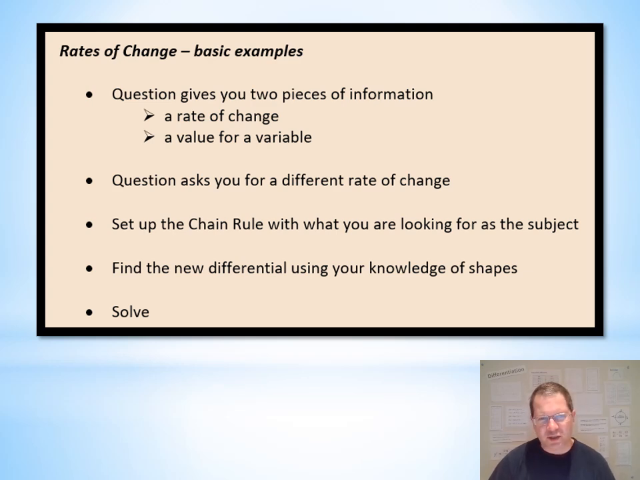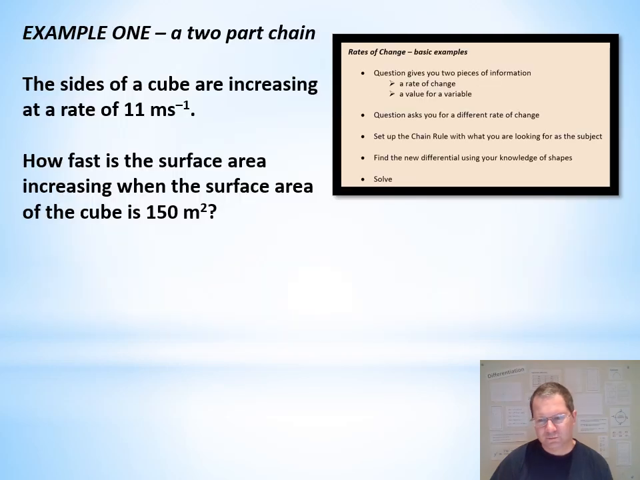So what you can expect to see, a question will give you two pieces of information. One will be a rate of change and one will be a value for a variable, and you'll be asked for a different rate of change. So as I say, we're going to use the chain rule. So we're going to have to set one of those ourselves. And then using our knowledge of shapes, we're going to find a new differential and solve.